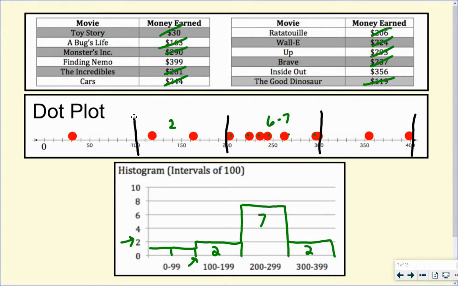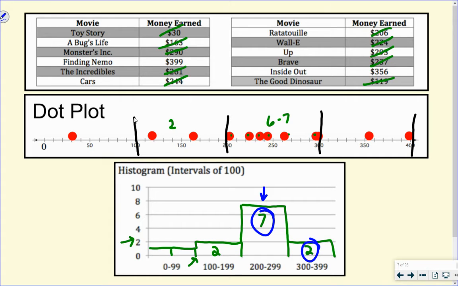Well, really quickly, I could come and say, oh, it's 7, because I've got that number. Where else would it help me? How many movies earned over $200 million in the box office? Well, then I can just say 7 and 2.